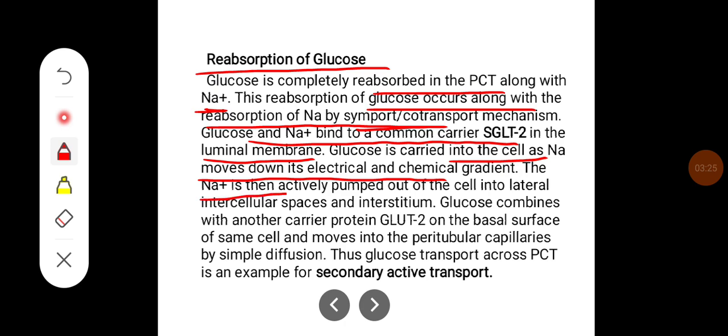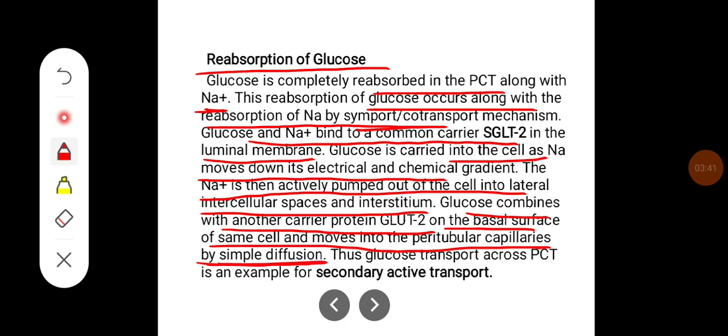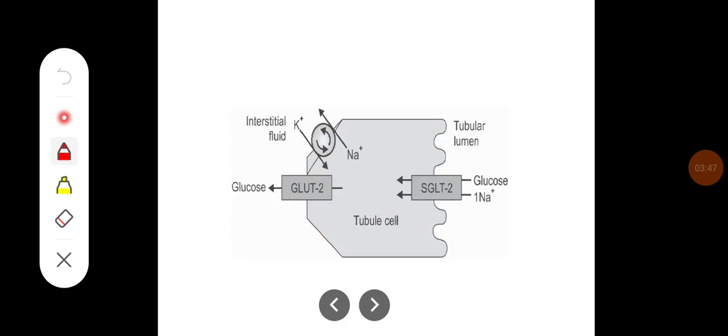The sodium is then actively pumped out of the cell to lateral intercellular spaces and interstitium. Glucose combines with another carrier protein, GLUT2, on the basal surface of the same cell and moves into the peritubular capillaries by simple diffusion. Thus, glucose transport across PCT is an example for secondary active transport.